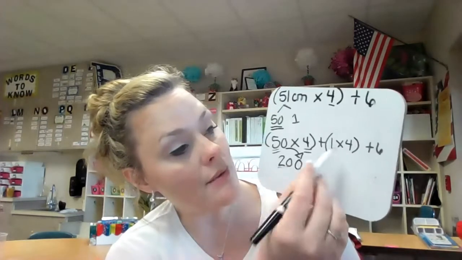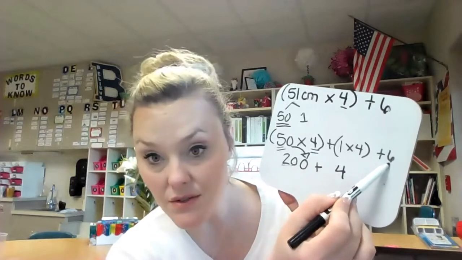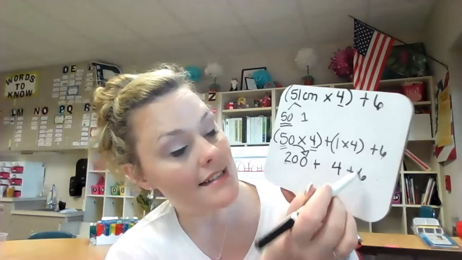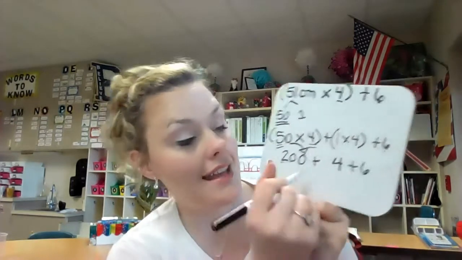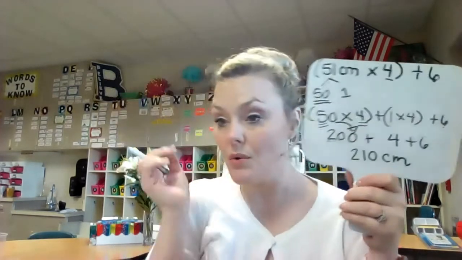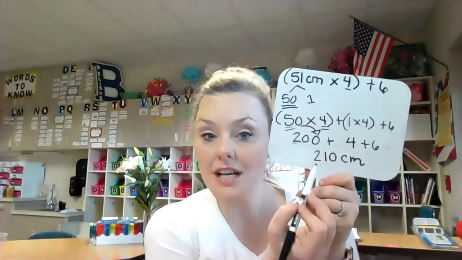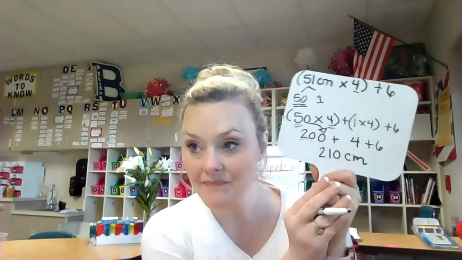Now we're going to add, we know that 1 group of 4 is 4, and then if she's wearing shoes, the shoes are 6 centimeters, so we're going to add that 6. So I know that 4 plus 6 is a 10, and 200 plus 10 is 210 centimeters. So right now in your workbook, you're going to write Abby is 210 centimeters tall. So just fill that in.